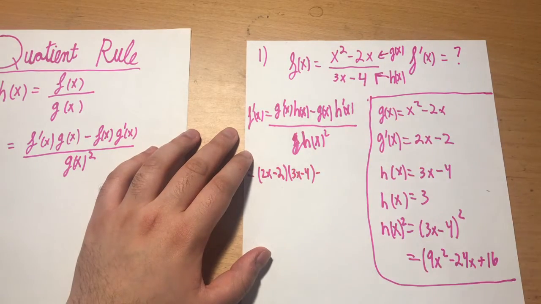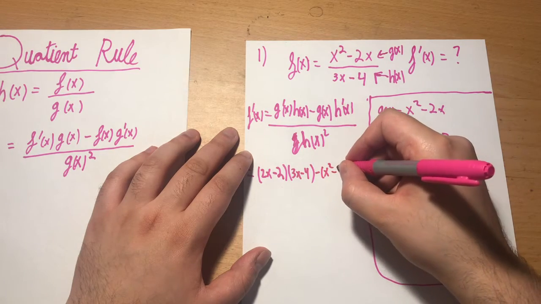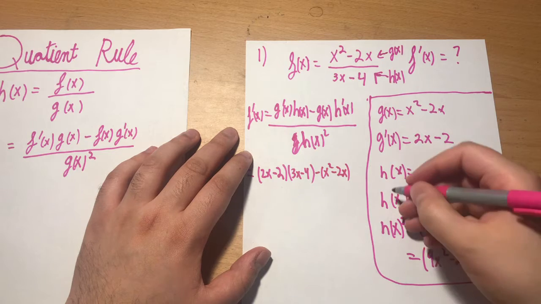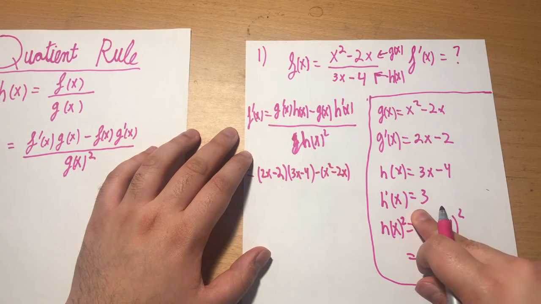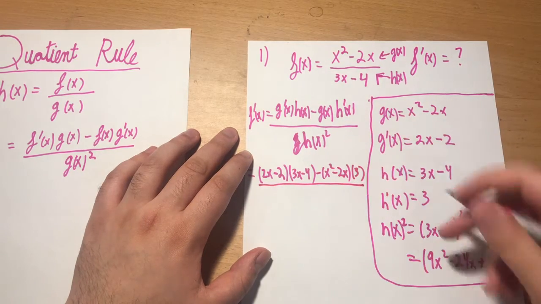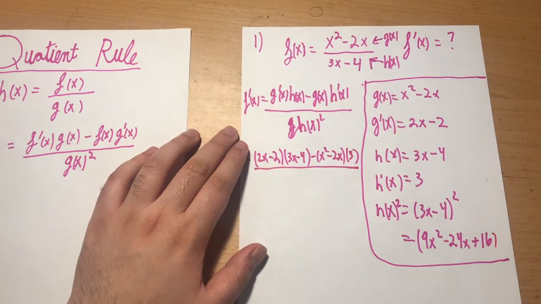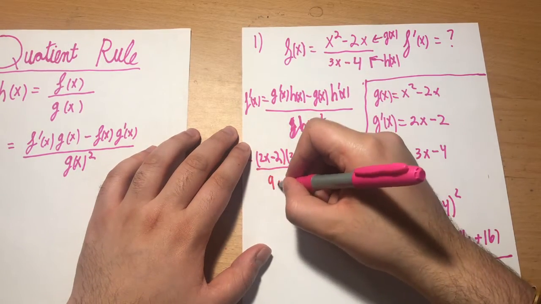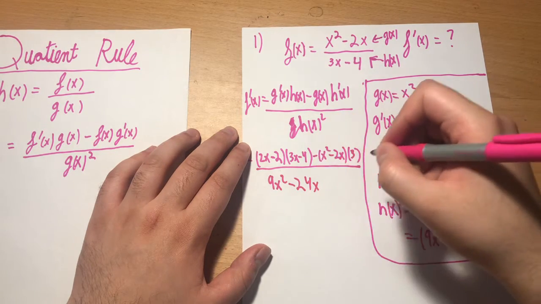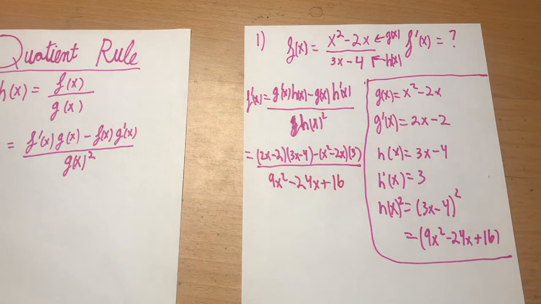Now that's going to be subtracted by g of x. Right there, that's x squared minus 2x. Multiplied by h prime. Oh, forgot to put the prime there, which is 3. And all of that should be over h of x squared, which we have written down there, right? So that's 9x squared minus 24x plus 16, okay?